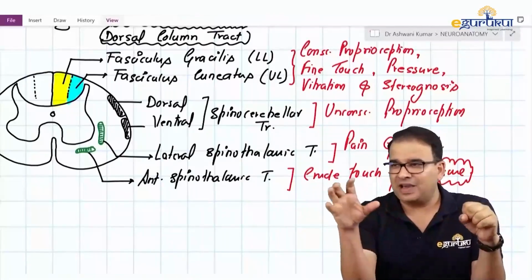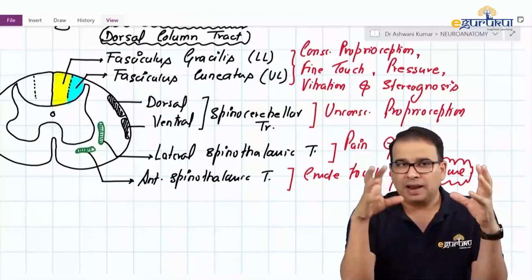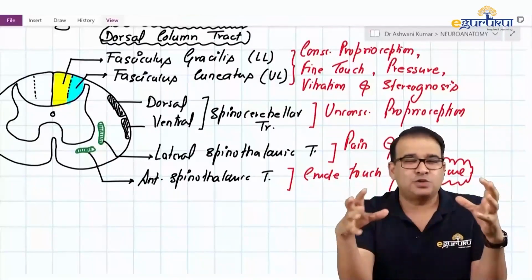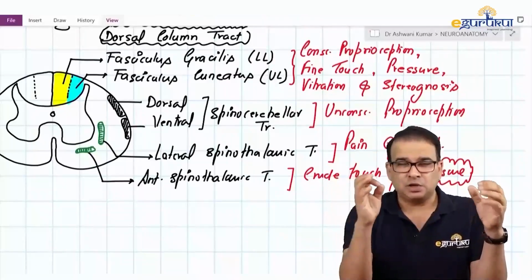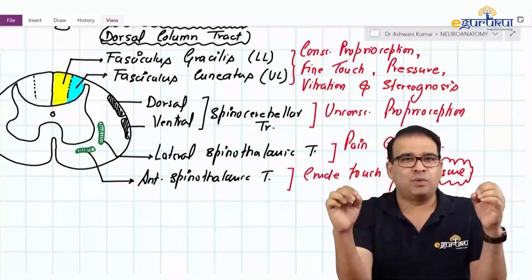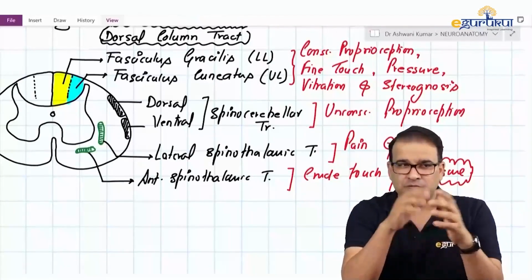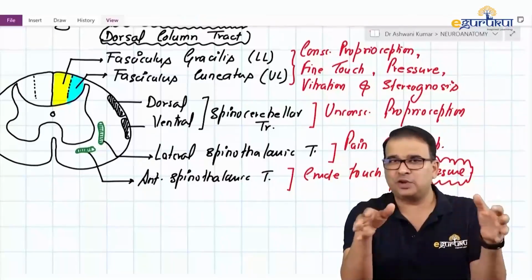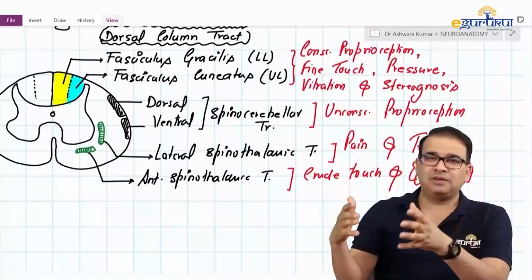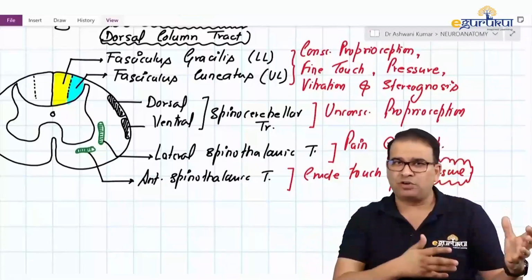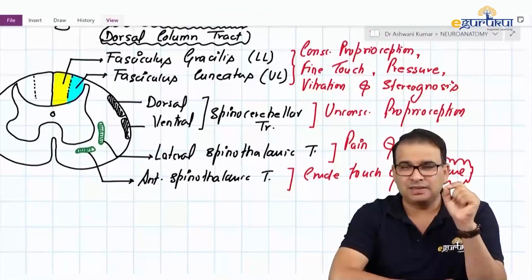So before we start discussing these tracts one by one, just keep in mind that our main goal here is to identify where we have the first order neuron, where is the second order neuron, and where is the third order neuron, and whether any decussation takes place or not, and if it does, exactly at what level. Because knowing the level of decussation is very, very important if you want to understand the syndromes or the lesions of the spinal cord. If you don't know the exact level of decussation for ascending and descending tracts, then we will always have a problem in understanding whether the effect will be on the ipsilateral side, contralateral side, or maybe bilateral. So that's why the decussation is very, very important.